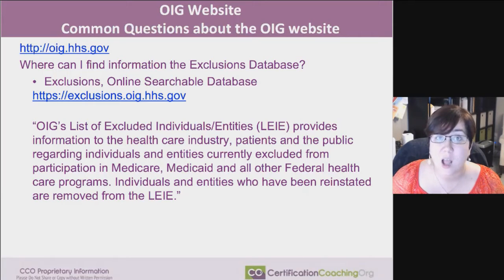Now, this is not just limited to physicians. Anybody can wind up on this exclusions list. You can have billing companies that wind up on this exclusions list. You can have individuals working at billing companies. You can have nurses. You can have all sorts of clinical staff, but it's not just limited to the clinical staff. You can have, again, coders, billers that wind up on the same list.